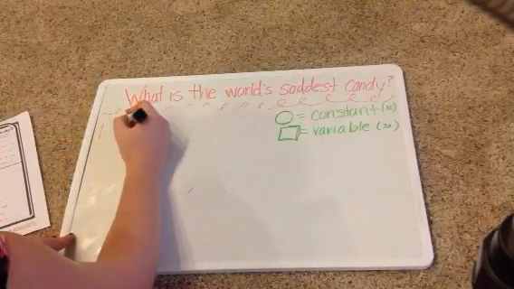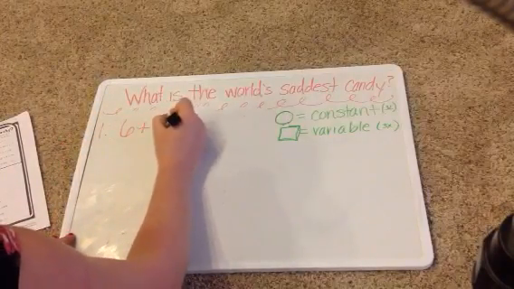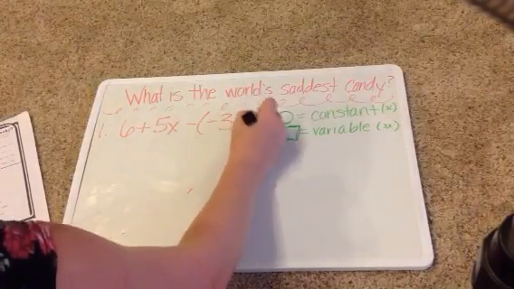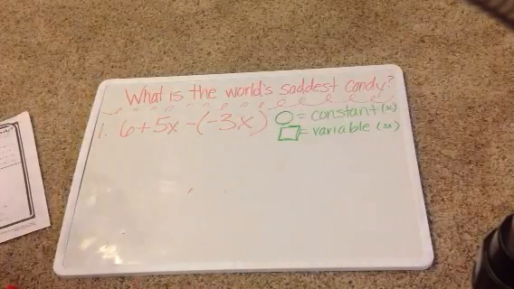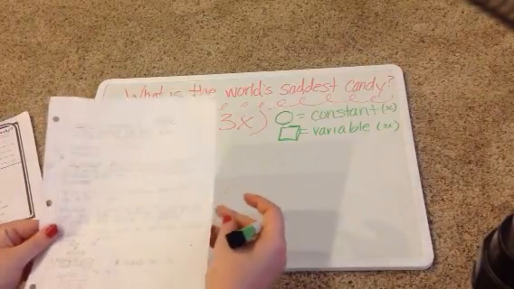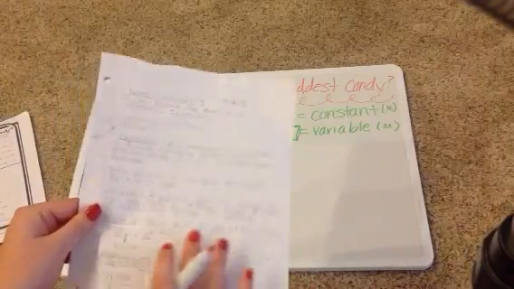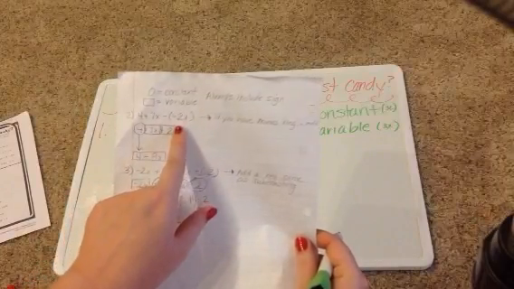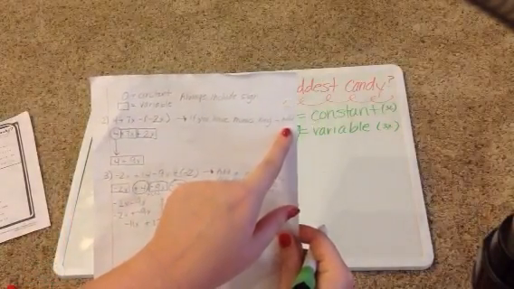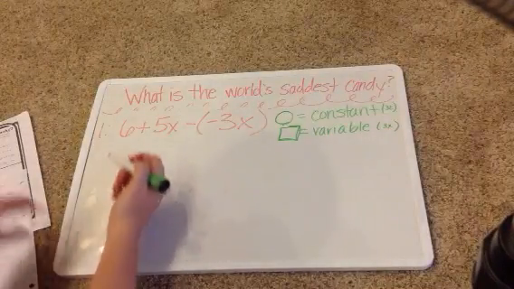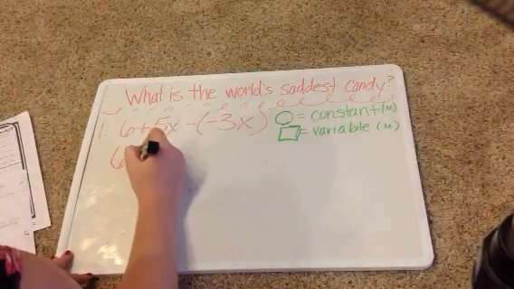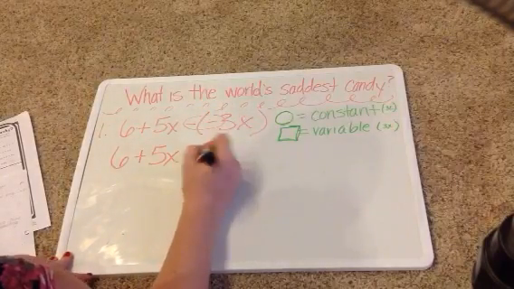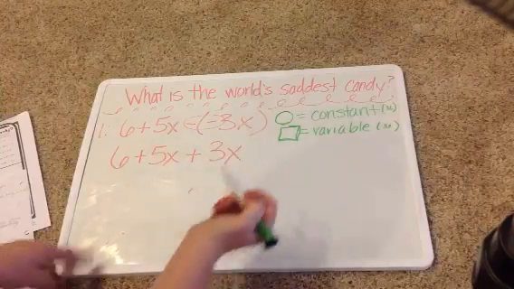Okay, number 2 is going to ask for 6 plus 5x minus a -3x. So we have quite a few symbols going on, addition and subtraction. So let's go ahead and double check our note sheet. It says back here if we are subtracting a negative number, it's the same thing as adding. So let's go ahead and rewrite that so that is true. So we have 6 plus 5x. And this is the same as addition, so we're going to put an addition sign, plus 3x.